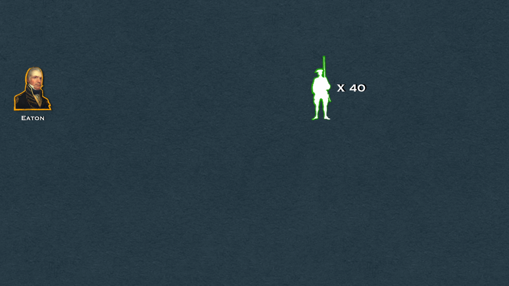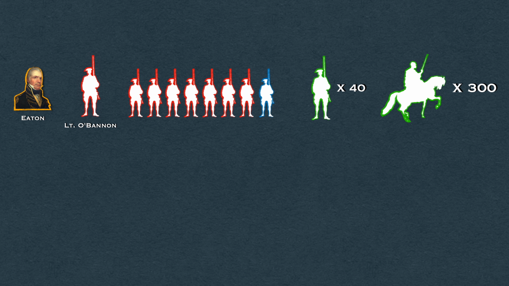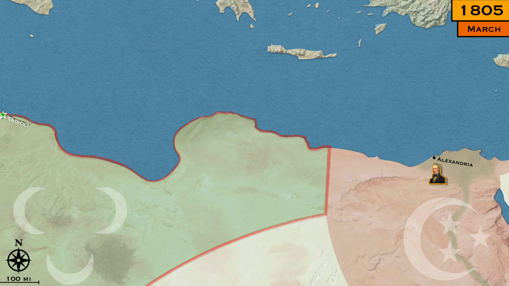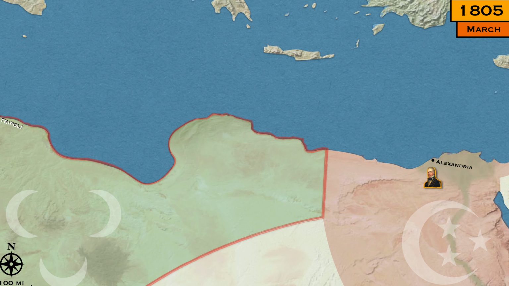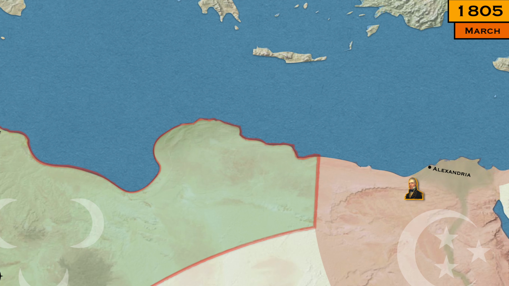The American land force was very small, consisting of Eaton, 7 Marine enlisted men, 1 Marine officer who was Lieutenant O'Bannon, and a Navy midshipman. Karamanli, meanwhile, had established a much larger force, including about 300 mounted Arabs and 70 Christian mercenaries. On March 6th, the combined force set out into the desert, making 40 miles on their first day. However, they ran out of water, and the well that they were banking on was empty.